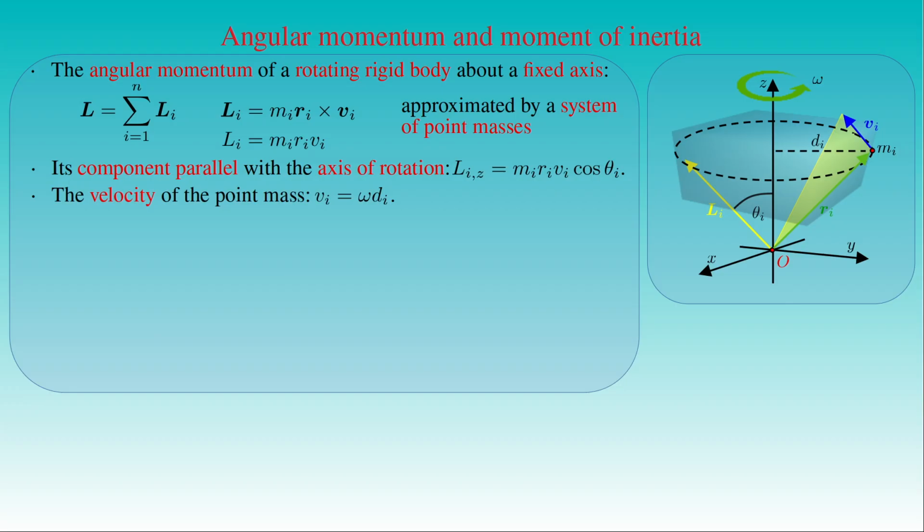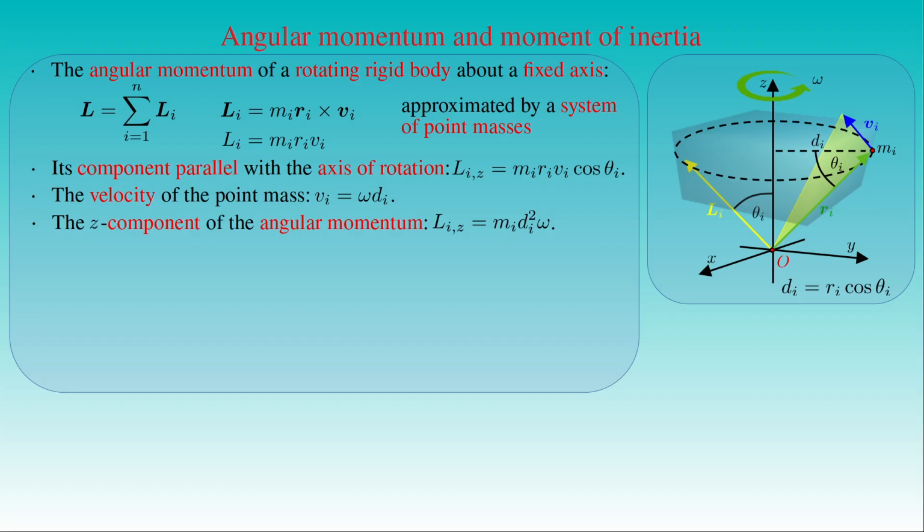Because the angle between the distance vector di and the position vector Ri is a parallel angle of the angle theta i, the distance di can be expressed as the length of the position vector Ri times cosine theta i. As a result, the z component of the angular momentum Li is equal to the mass mi times the square of the distance di, times the angular velocity omega.